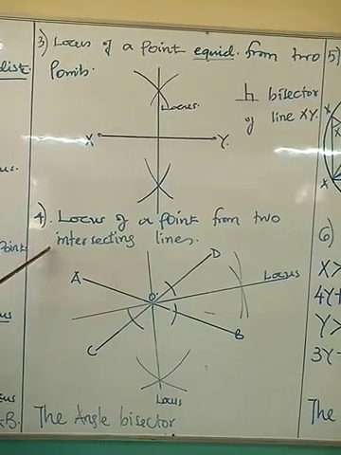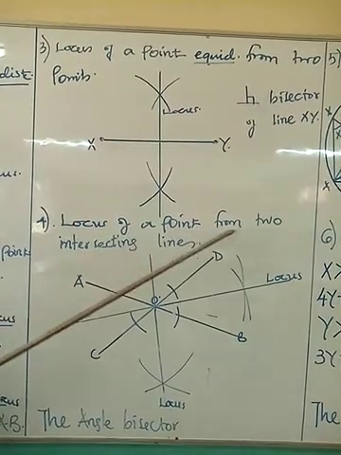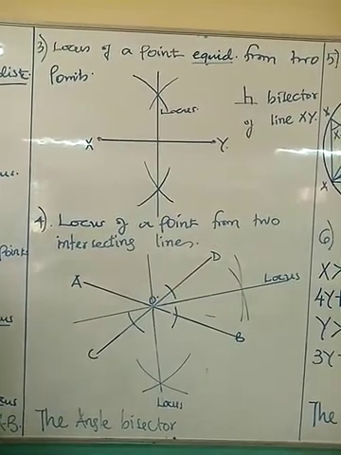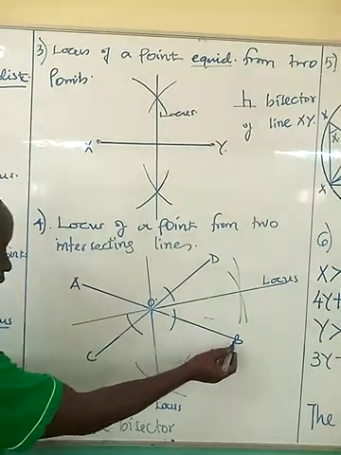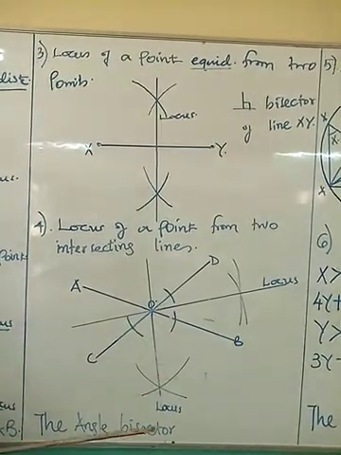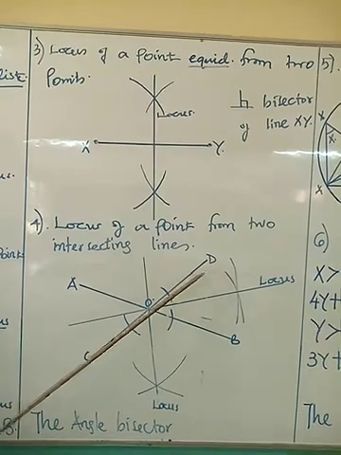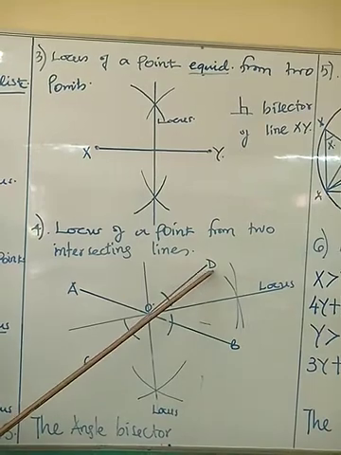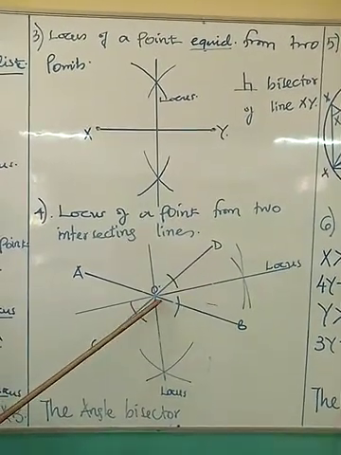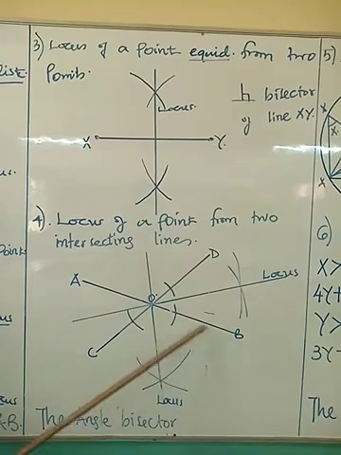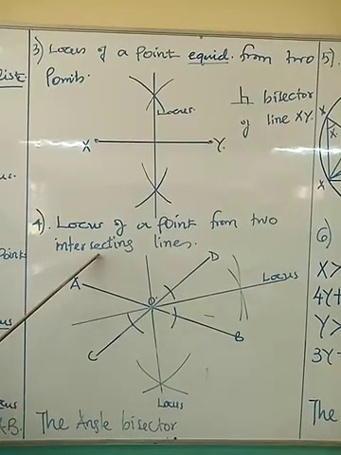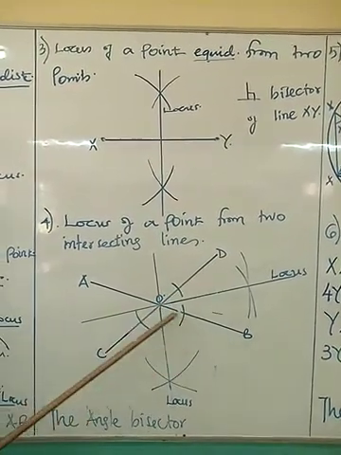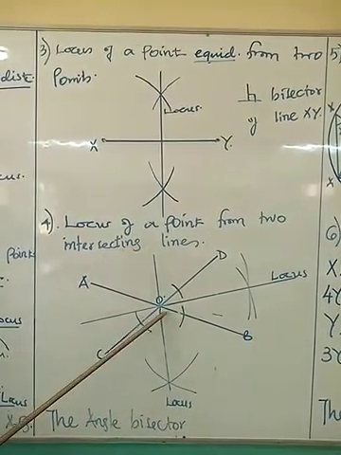My fourth type of locus, I call it the locus of a point from two intersecting lines. So I have two lines here intersecting. Line AB is intersecting line CD at point O, or line OD is intersecting OB at this point here. The word intersecting here simply means they meet. So OD and OB meet at point O.